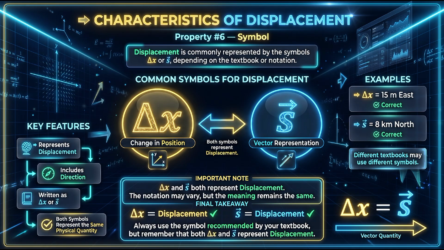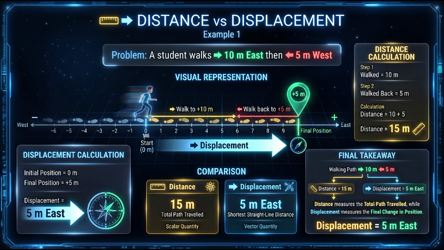This example helps us clearly understand the difference between distance and displacement. Imagine that a student starts from the origin, which is 0 meters. First, the student walks 10 meters toward the east. After reaching that point, the student turns around and walks 5 meters back toward the west. Now, let's calculate both the distance and the displacement.